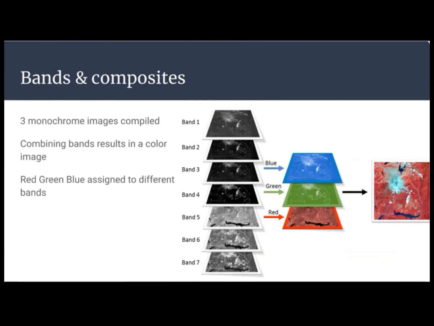So let's talk about bands and composites. Each of these parts of the spectrum sensed by a multispectral sensor is referred to as a band. A sensor like Landsat 7 or 8 has 8 to 12 bands.